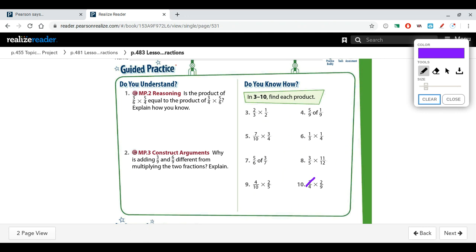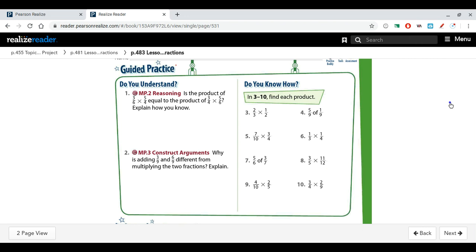3 divided by 3 is going to be 1. 9 divided by 3 is going to be 3. Now look at 4 and 2. 4 and 2 have a common factor of 2. 2 divided by 2 is going to be 1. 4 divided by 2 is going to be 2. Then I'm going to multiply. 1 times 1 is 1. 2 times 3 is going to be 6. So my answer is 1/6. I cannot simplify that any further.